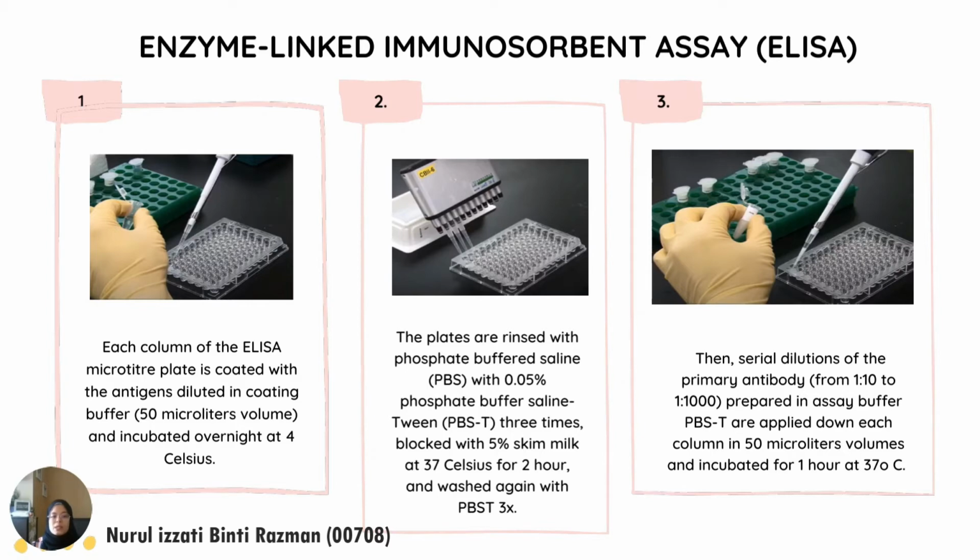Second, the plates are rinsed with phosphate buffered saline with 0.05% Tween (PBST) 3 times and then blocked with 5% skim milk at 37 Celsius. Third, then zero dilution of the primary antibody prepared in PBST is applied down each column in fivefold.